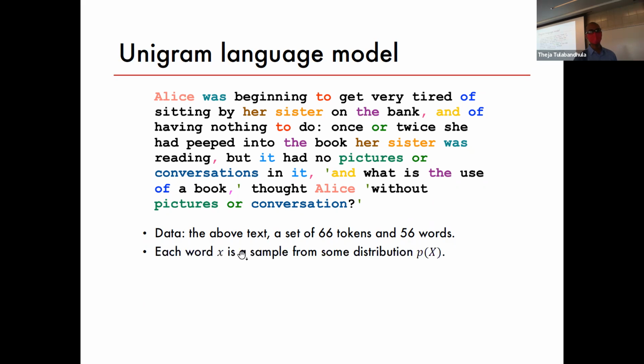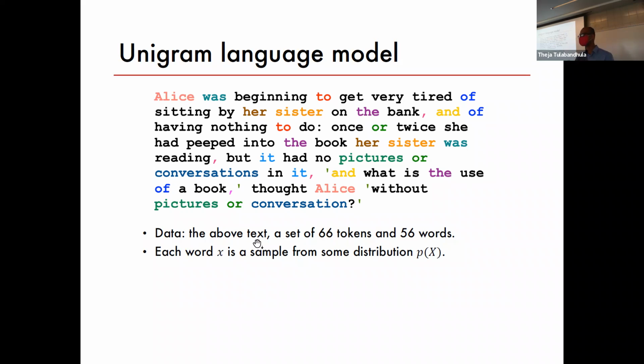Basically, each word x, you can think of as a sample from some distribution. So how many words are there? 56 words. So think of a 56-word distribution, a 56-support probability mass function, and if I sample something from there, I'll get some word. For example, Alice, or beginning, or reading, or something like that. Of course, it will not be in this order.